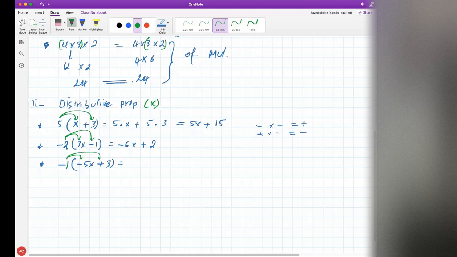So what do we get? Positive 5x. That's right. Negative times a negative is positive. You don't have to write the plus. And the other one is negative 3. That's right. You don't have to write the plus.